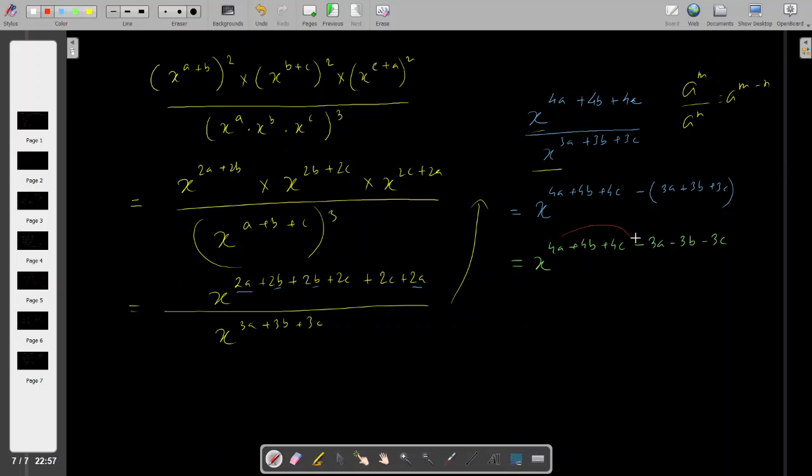4a minus 3a will be a, again 4b minus 3b will be b, again 4c minus 3c will be only c. So what remains is a plus b plus c, right? A plus b plus c. So this is your answer, or you can just put it like this: x to the power a into x to the power b into x to the power c, whichever is suitable.